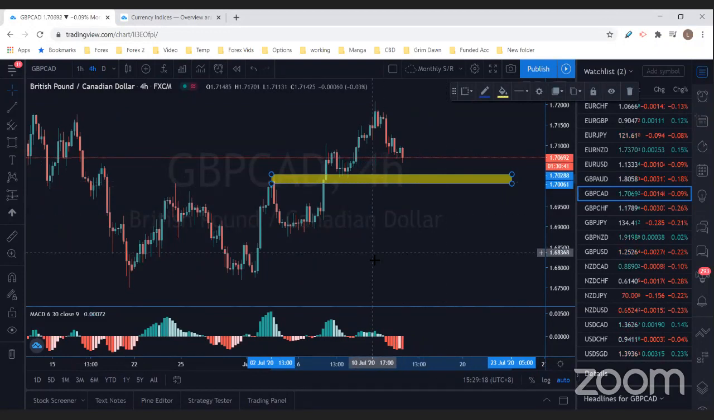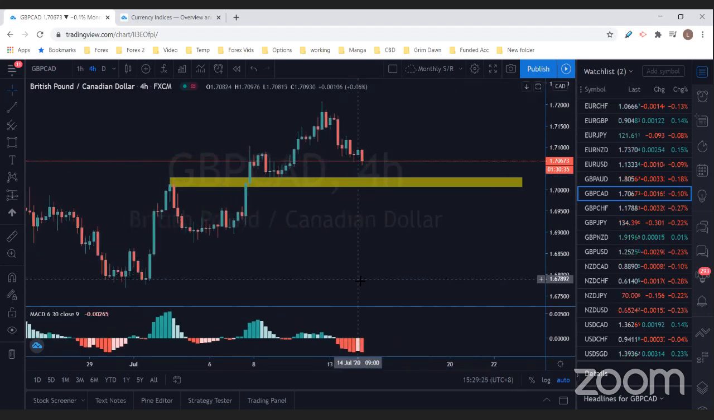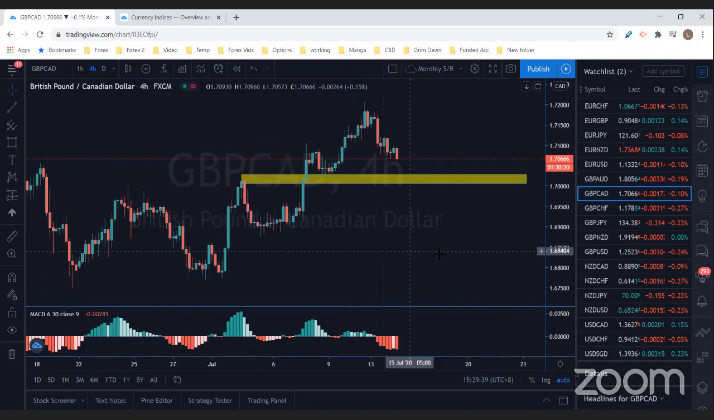As you can see from the histogram, it's still weakening quite a fair bit. So in order for me to go on a long position, I have to wait for the histogram, you can see here, to give me at least some kind of indication that the currency is actually strengthening up. Then I'll be much more confident to jump in.